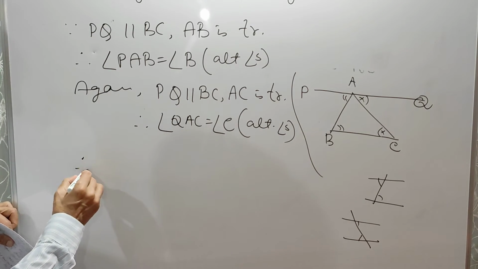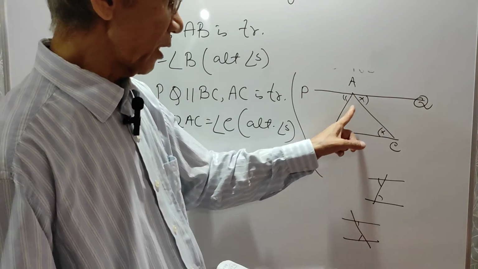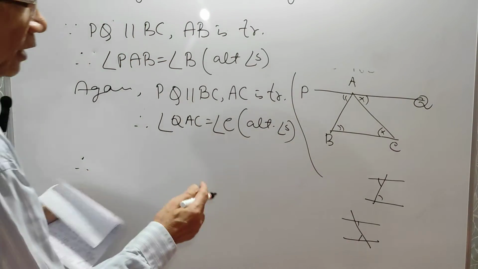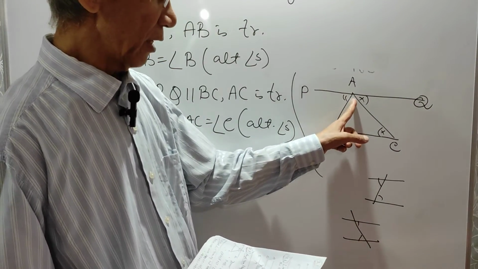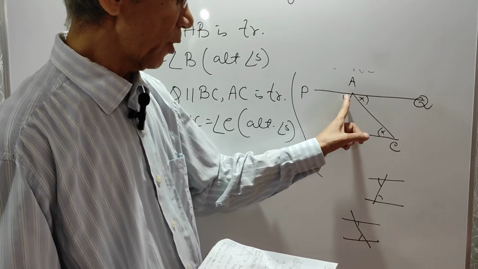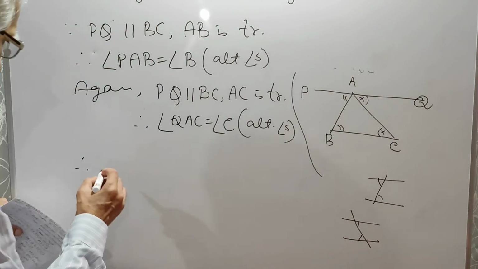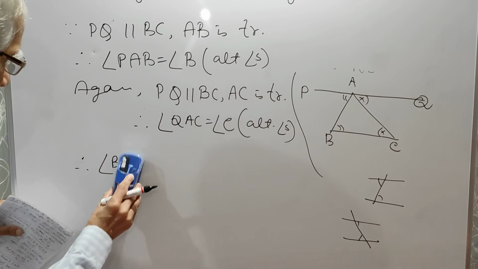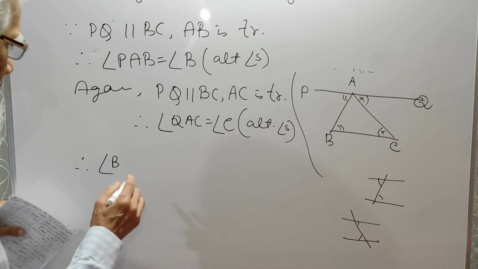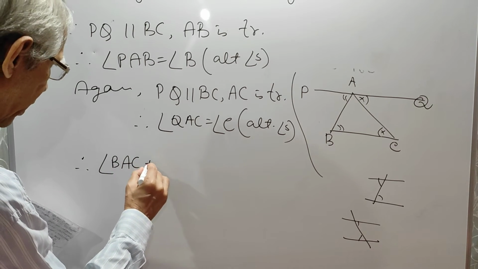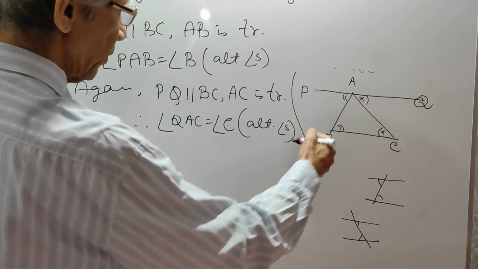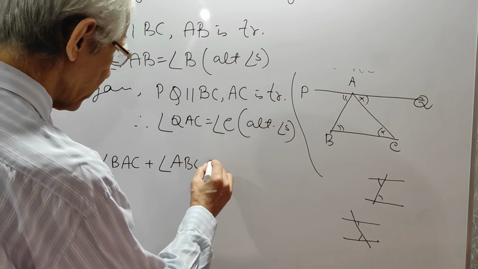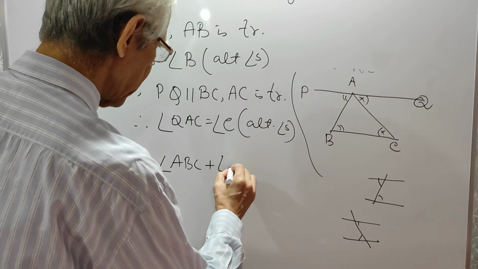Now what do we have to prove? We have to prove this angle plus this angle plus this angle equals 180 degrees. So now angle A. This time let us not write angle A. Let us write the full name BAC, because at the point A there are so many angles. Therefore angle BAC plus angle B, that is ABC, plus angle C, that is ACB.